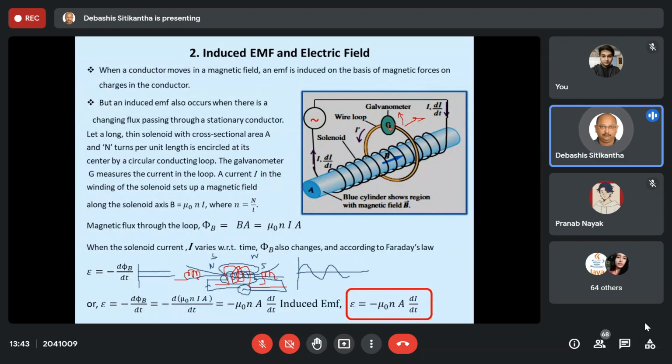For the time being we come to the conclusion that this coil, which is surrounding the first coil, is also going to be subjected to the varying magnetic field created by this coil, and therefore an EMF will also be induced across this secondary coil. So now let us see what the expression for the induced EMF is in this case.